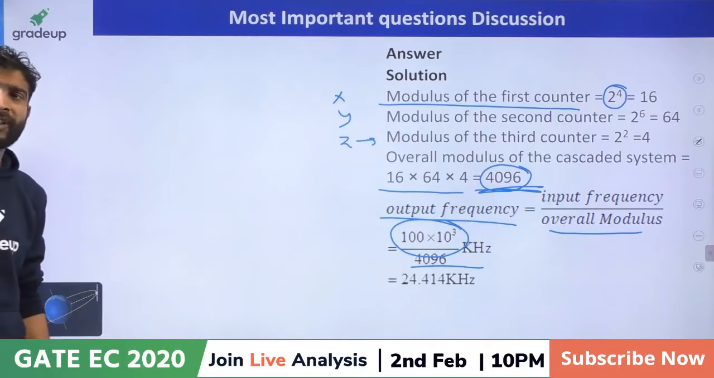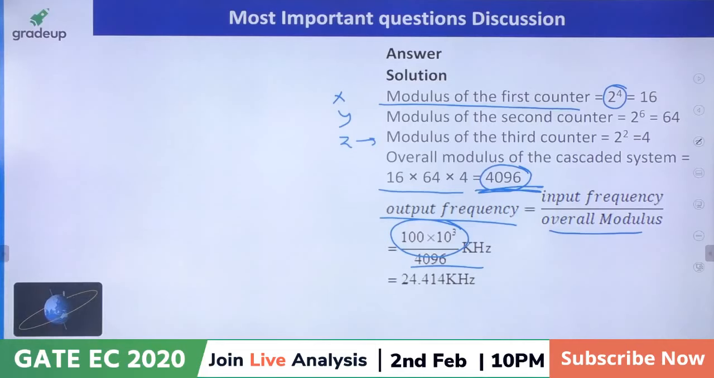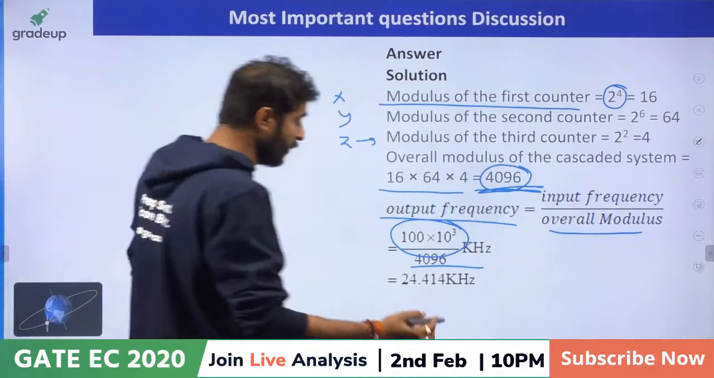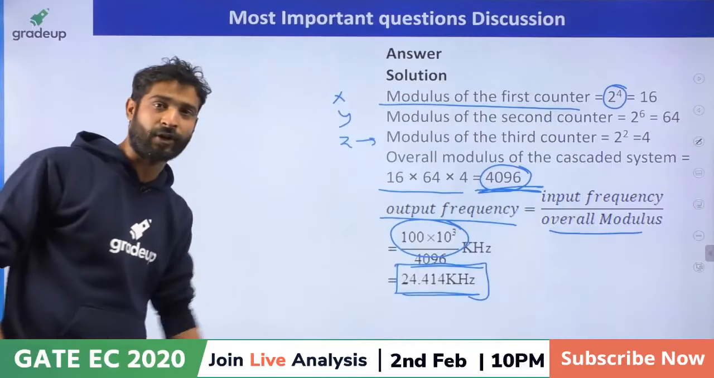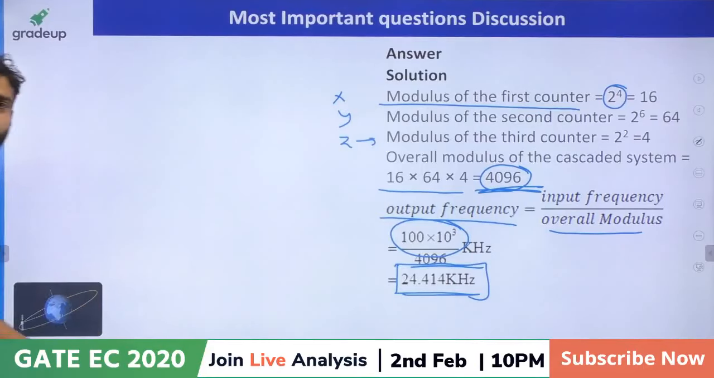राइट। ऑफ कोर्स आपकी कुछ कैलकुलेशन मिस्टेक हुई, आई नो दैट, राइट। That is not around 25, it is the exact value in the GATE exam. You should write always the exact value, right? That is 24.41 kilohertz. Everybody, are you getting my point?